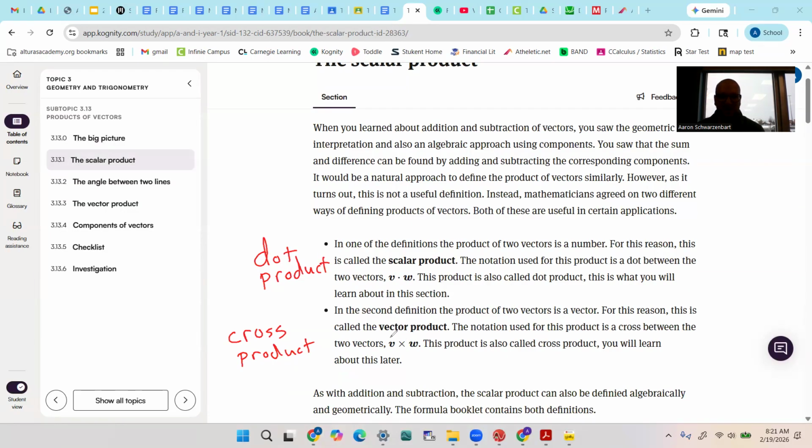And the cross product, we do actually use an X for multiply. So are they both scalar products? No, they're different. The cross product is the vector product. The dot product is the scalar product. And it's represented with vector v dot w or vector v x w. They are two different products.